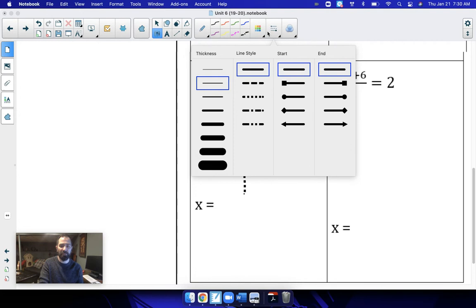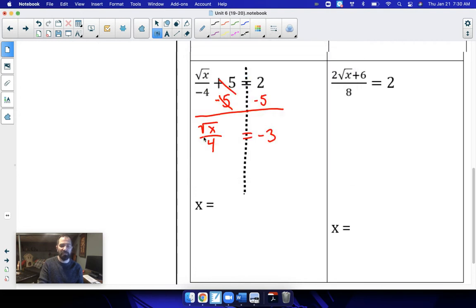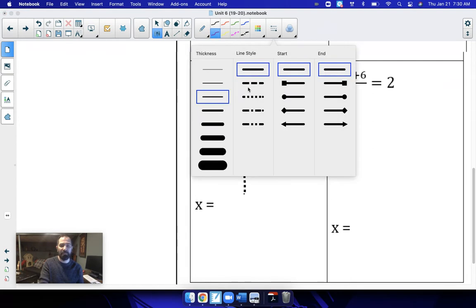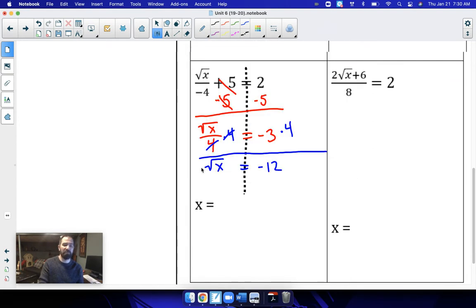Since this is divide by 4, we want to do the opposite and multiply by 4. Those go away. We're left with the square root of x equals negative 3 times 4 is negative 12. Our last step is to square both sides.